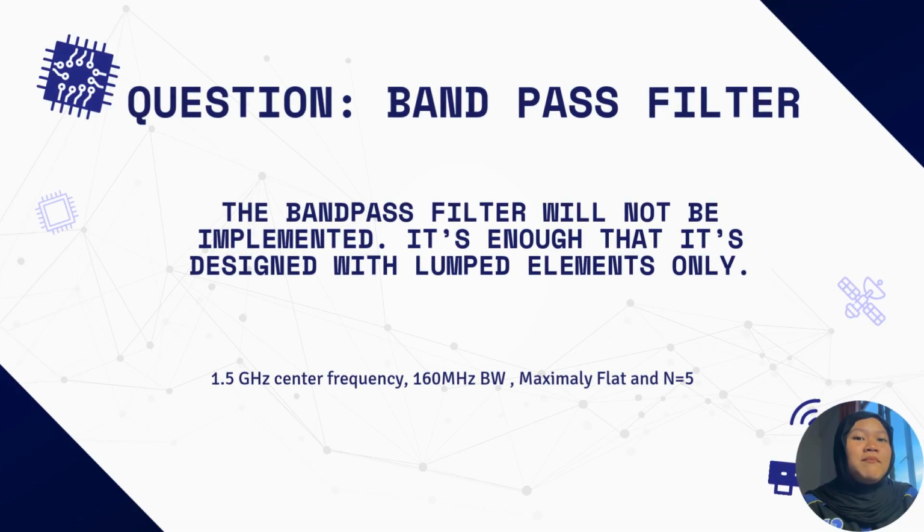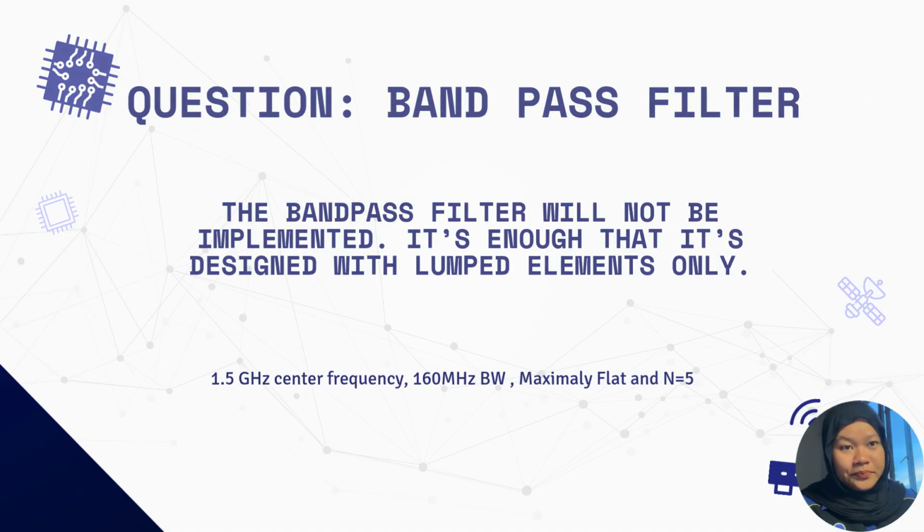Now we move to the band pass filter. Unlike the low pass filter, the band pass filter will not be implemented in distributed form. It's enough that it's designed with lumped elements only. The specifications are center frequency 1.5 GHz, bandwidth 160 MHz, response maximally flat Butterworth, order n equal to 5.